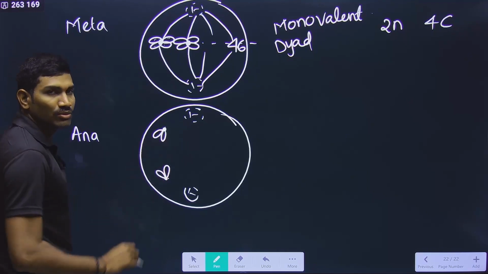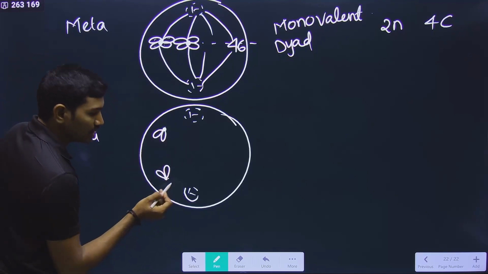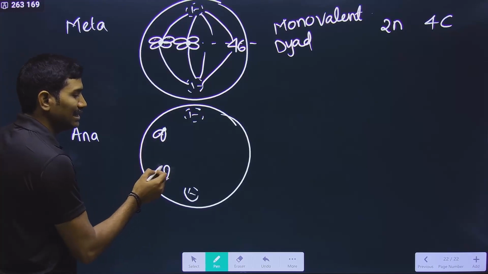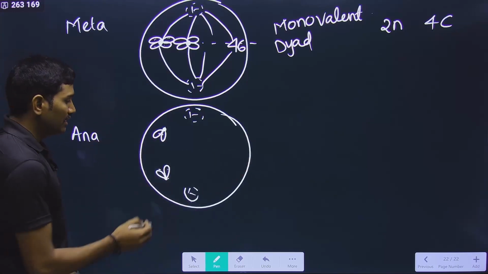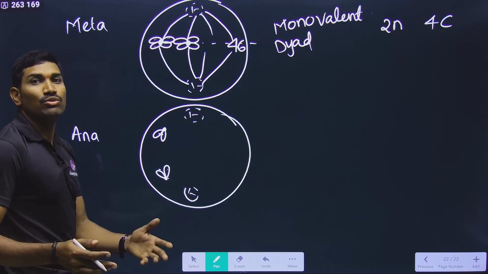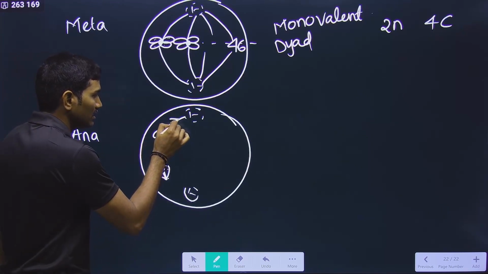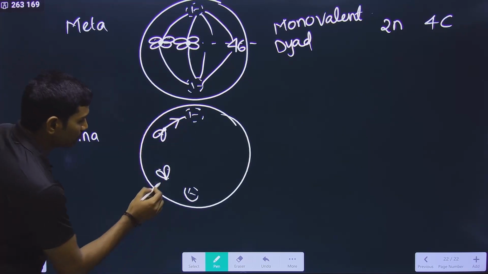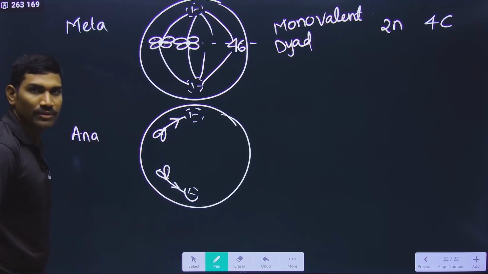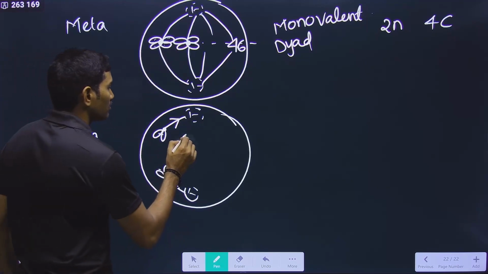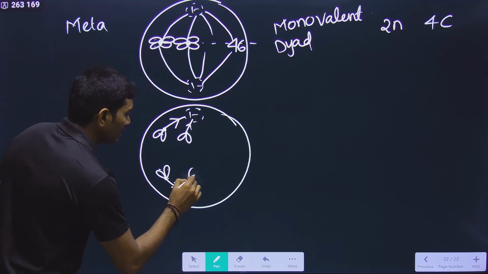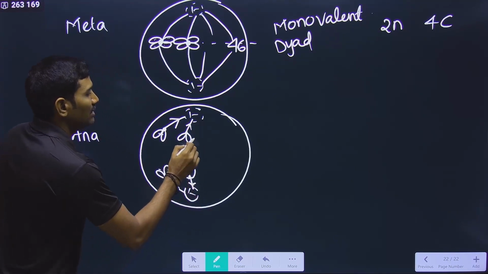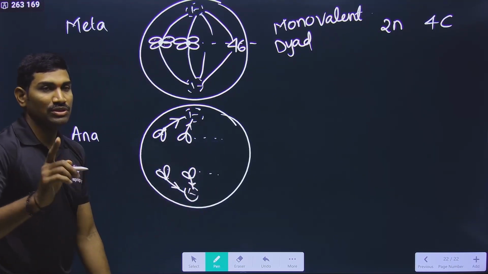Centromere is facing towards the pole. Arms are trailing behind. They are coming behind. So arms are facing the metaphase plate, and centromere is facing towards the poles. So it is going in this direction. It is going to that pole, and it is coming to this pole. Yes or no? And for this one also, it is going in this direction, and it is coming to this direction. In this way, now observe carefully.